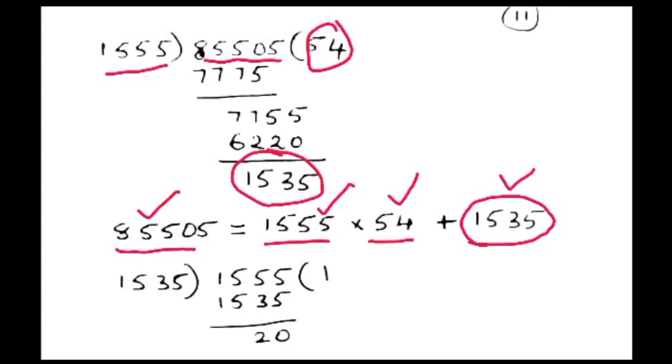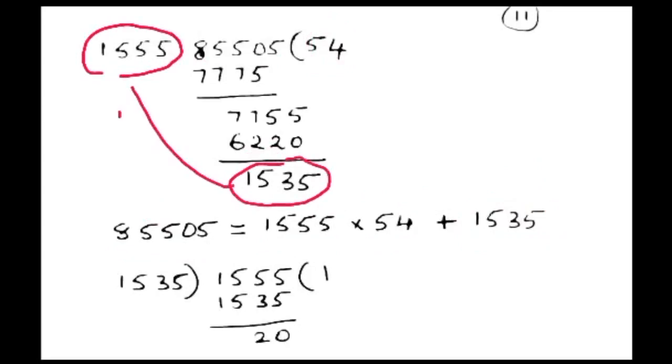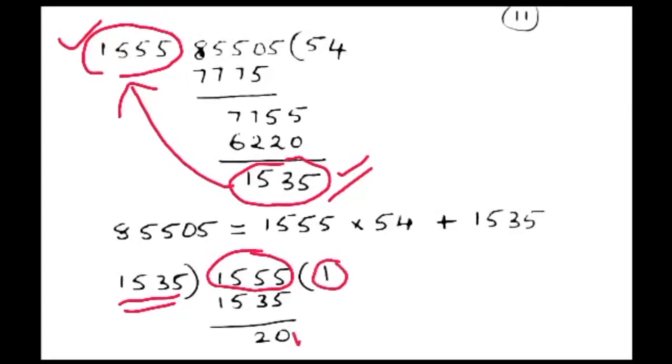Now, in the next step, we have to divide the divisor by the remainder. So, 1535 becomes the divisor, and 1555 becomes the dividend. When it is divided by 1535, we got quotient 1 and remainder 20.